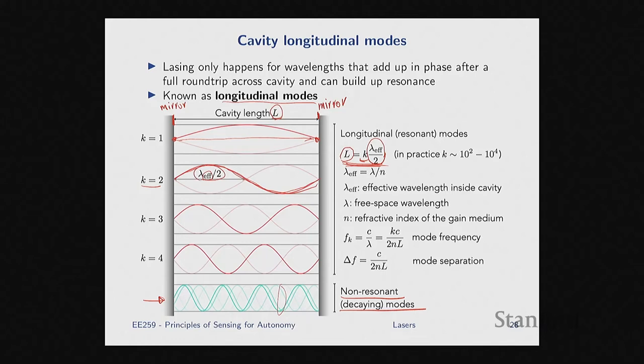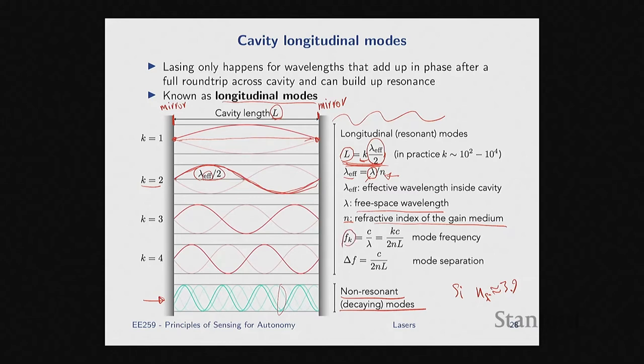So remember, inside the cavity, it's not air. It's some gain medium in there, right? And that changes the wavelength of the light. As you know, the wavelength is affected by the refractive index of the material. So if lambda is your free space wavelength, then inside the cavity the effective wavelength is going to be the free space wavelength divided by n, where n is the refractive index of the medium. So for instance, if your gain medium is made of silicon, you can go check what the refractive index of silicon is, but it's about 3.9. So it basically reduces your wavelength inside the cavity by a factor of 2.9. The light that escapes the cavity is going to be at the free space wavelength, because it's just going to travel in free space.